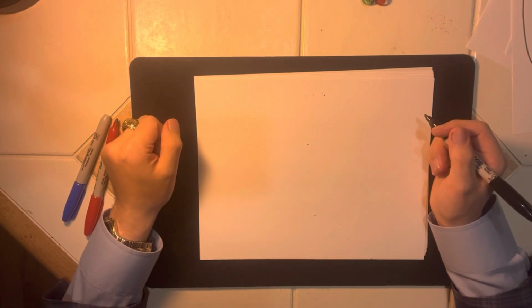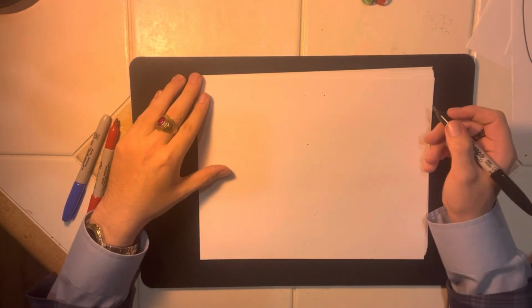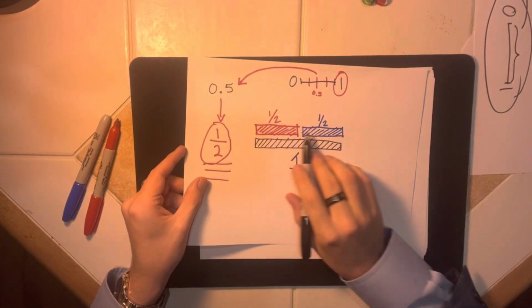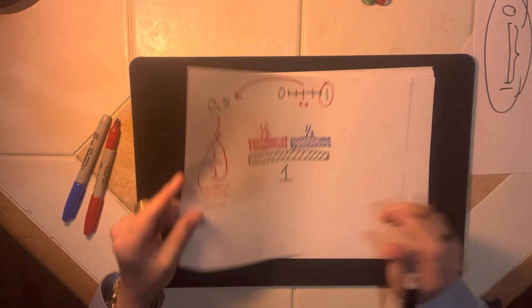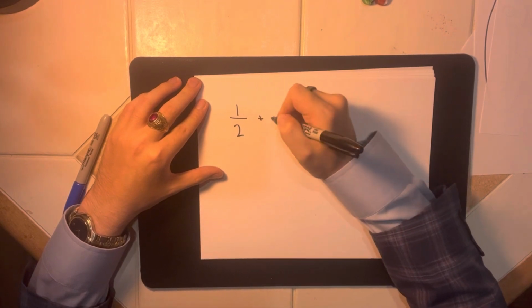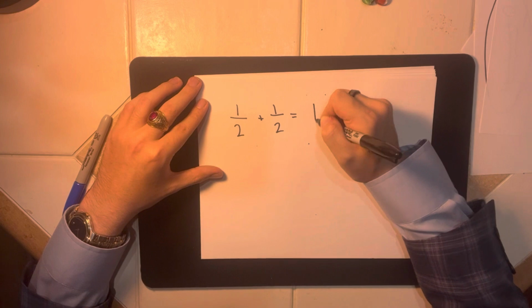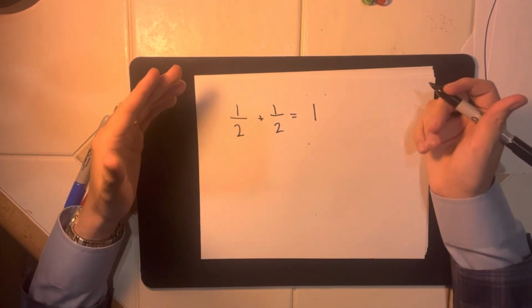You're probably asking what happens when we add fractions together. Well, that's where things get interesting. So I told you earlier that two halves make a whole, right? And that looks like this. 1/2 plus 1/2 is equal to 1. And I'll tell you why that is.